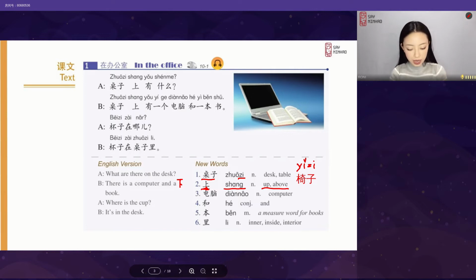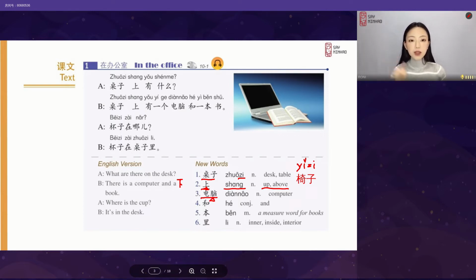Next one is 电脑. Read after me, please. 电脑. Please pay attention to the 脑. It is a third tone word, but because it is in a disyllabic word, we will read it as a half third tone, okay? 电脑. Okay, means computer.